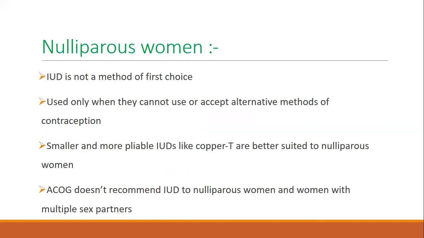In the case of nulliparous women, the IUD is not a method of first choice. It is used only when they cannot use or accept alternative methods of contraception. Smaller and more pliable IUDs like copper T are better suited to nulliparous women. According to the American College of Obstetricians and Gynecologists, they don't recommend IUDs to nulliparous women and women with multiple sex partners.